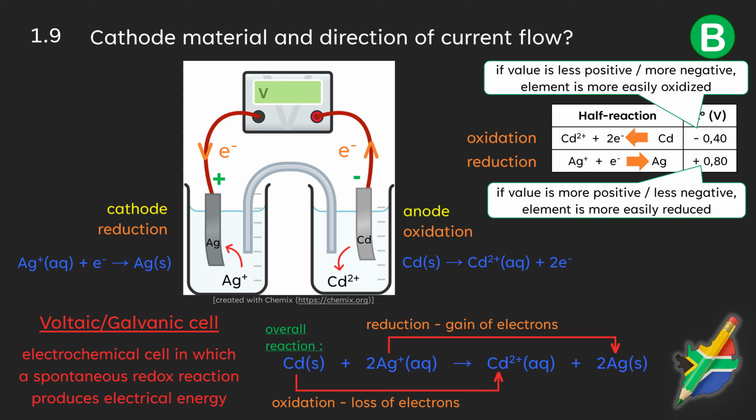Finally, we can see that the cathode is made from silver, and the electrons flow from the cadmium electrode to the silver electrode through the wire. So the answer is B.